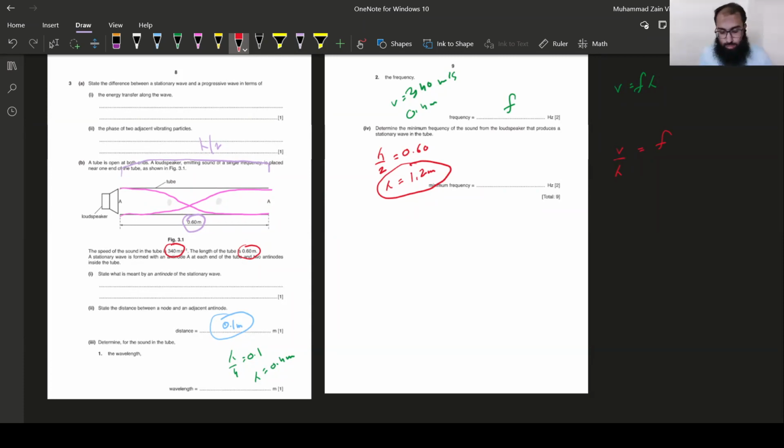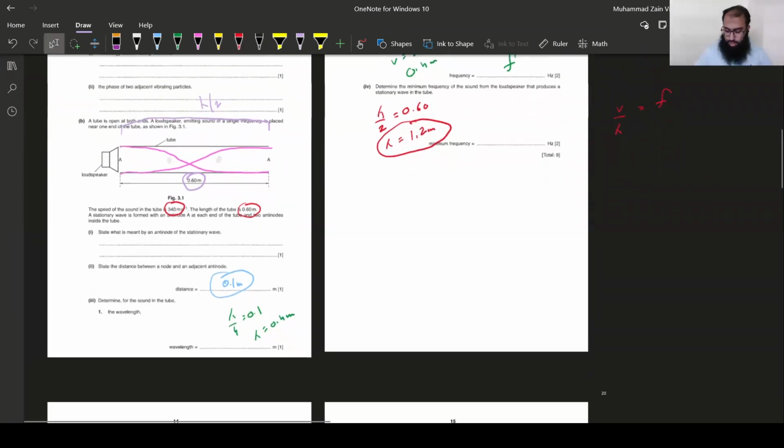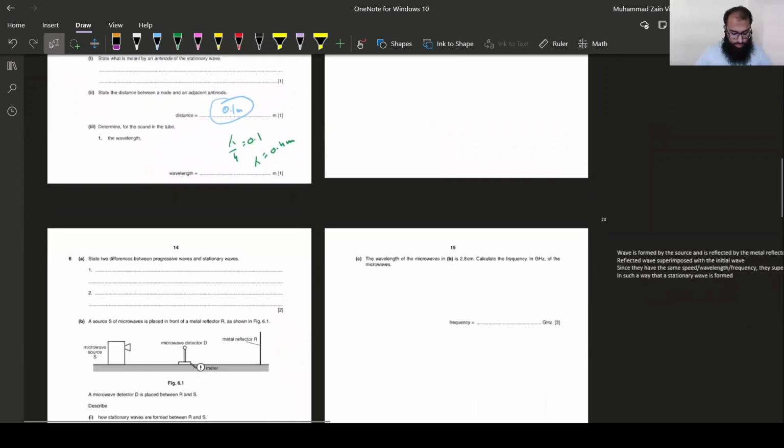And why is this the minimum frequency? Because we've calculated it for the maximum wavelength there could be for a stationary wave in this arrangement. There could be waves of longer wavelengths, but any wavelength longer than this won't produce a stationary wave in this arrangement. So I hope this part is clear to everyone. If it is, I'll proceed to the next part.